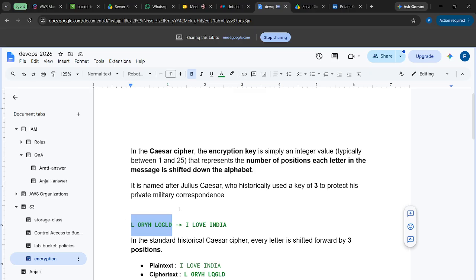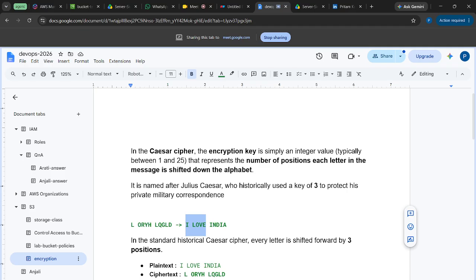LORYHLQGLD, right? Does this make any sense to you? Do you think anyone can easily understand what is written here? No, right? There is no general English, nothing is there. But if you look at the converted sense of this, it is "I love India."